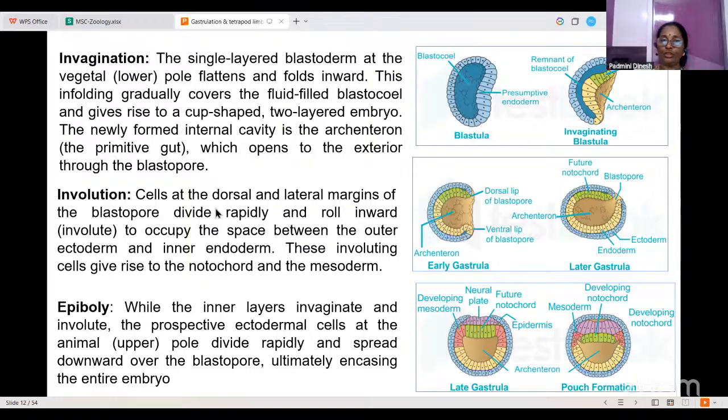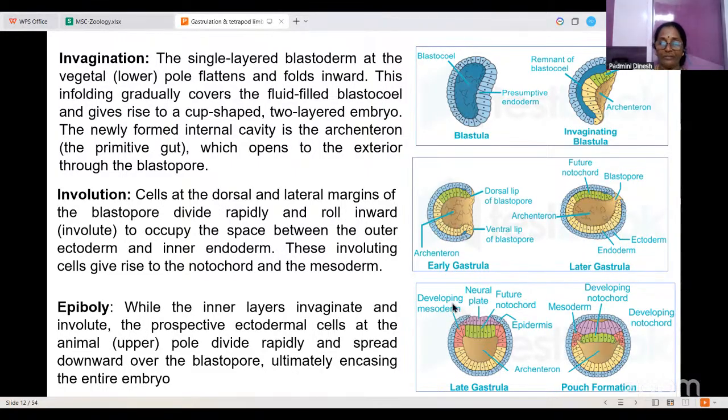The next one is involution over here. The cells at the dorsal and the lateral one, they're going to take a U-turn over there, and the blastopore divides rapidly and roll inwards over there. So you can see the rolling of the cells inwards to occupy the space between the outer and the inner endoderm. And as they are moving over there, the involution occurs. So the U-turn that it is going to occur, that's an involution of the cells. So here you can see the outer ectoderm and then inner endoderm over there that is going to be formed. And this involution gives rise to notochord and mesoderm. The future mesoderm is going to be formed from this layer over there.